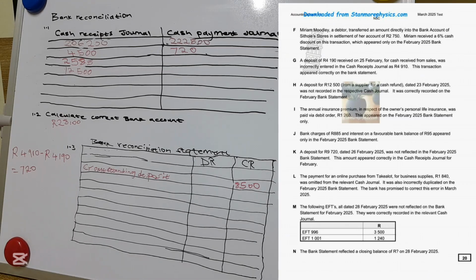Why are we recording this amount under cash payment journal? Because it's insurance, we are paying as the business. It's an expense, it's not income, we are not receiving. So we are going to record this 1,260 under cash payment journal.